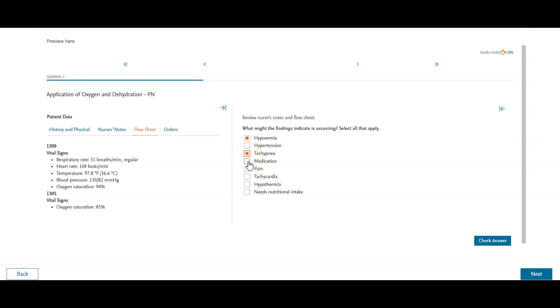Do they indicate that there might be an issue with medications? She just came back from surgery, so if you think this might be related, like post-anesthesia, go ahead and select here. Could this be related to pain? If you think that increased systolic blood pressure is related to pain, click there. Do we see any tachycardia? Click here. Is she hypothermic? If so, click there. And do you think she needs nutritional intake? Once you feel confident in what you've selected, move to the next question. And I will go back and we'll look at these answers.